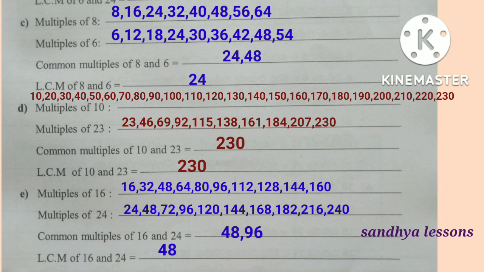E problem. Multiples of 16 are 16, 32, 48, 64, 80, 96, 112, 128, 144, 160. Multiples of 24 are 24, 48, 72, 96, 120, 144, 168, 182, 216, 240. Common multiples of 16 and 24 are 48, 96. LCM of 16 and 24 is 48.